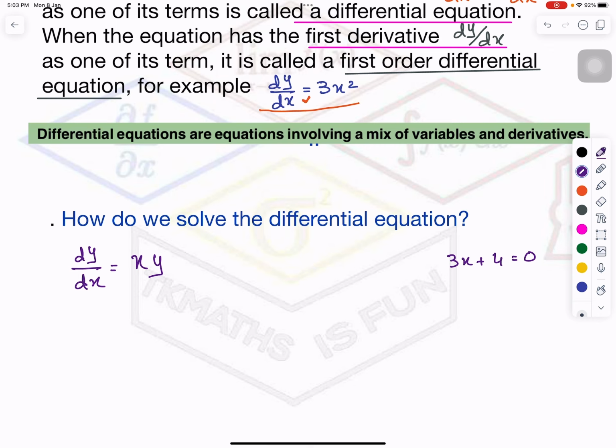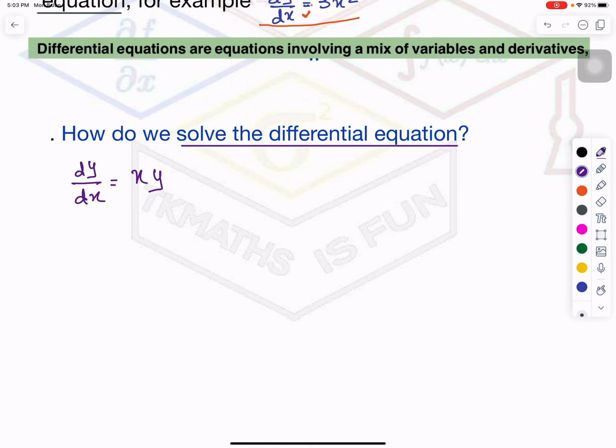This is an equation. When I solve it, I will get the answer for x. But when we say solve a differential equation, you do not get an answer in numbers. You get an equation, y in terms of, in this case, the x variable, so y in terms of x. So solving a differential equation does not mean you get an answer in numbers. Rather, you will get an equation y equals something. So let's start solving it. What does it mean to solve?